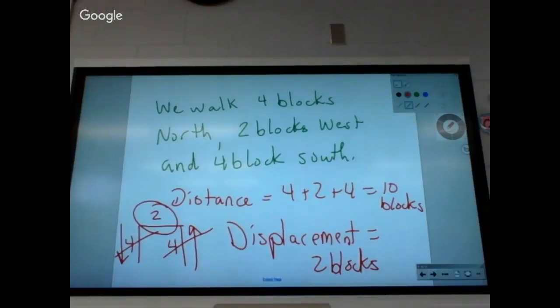All right, I want you to do right now 1 through 12 on the front. We're doing distance and displacement for all of them. All right, and you can't write D equals because you won't know which one's which.